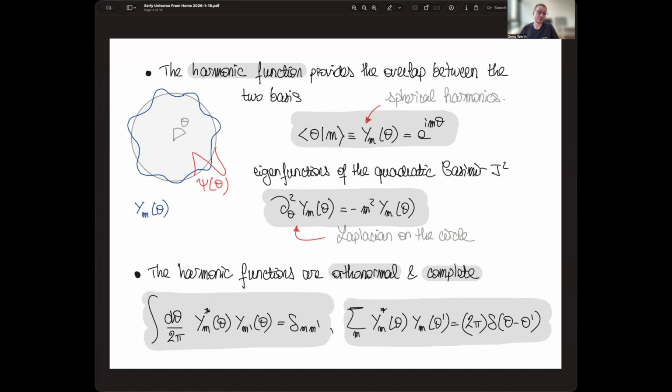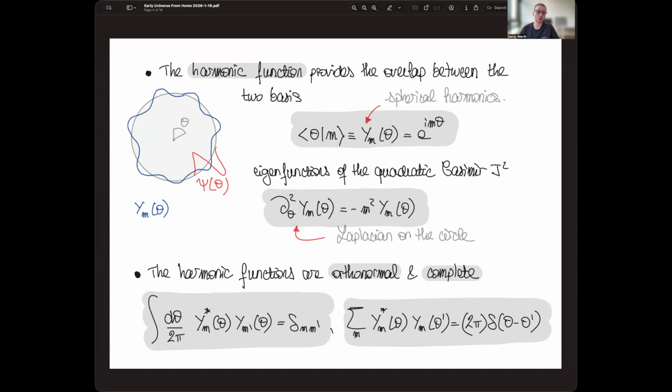And so now that we have two bases, a natural question is, what is their overlap? In other words, what is the change of bases? And this is precisely given by the harmonic function, m projected onto theta, which are nothing but the usual spherical harmonics. These harmonic functions are eigenfunctions of the quadratic Casimir, here J squared, obtained by solving the corresponding differential equation.